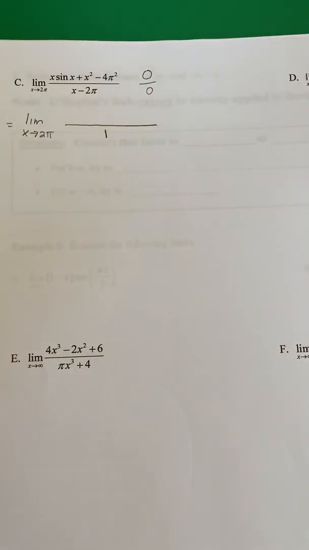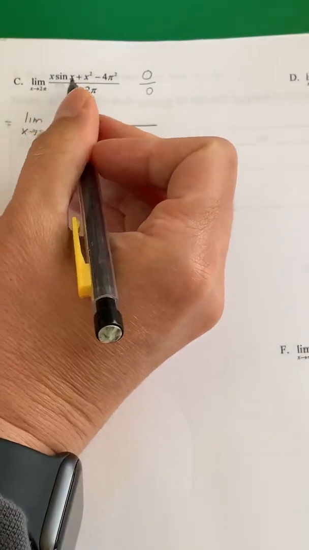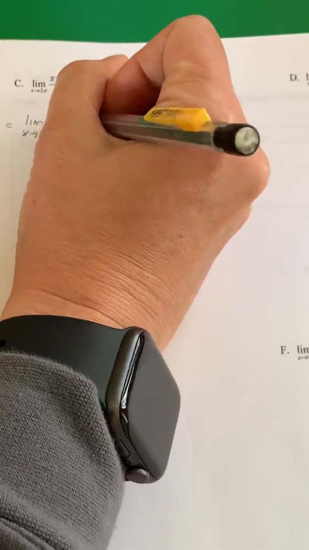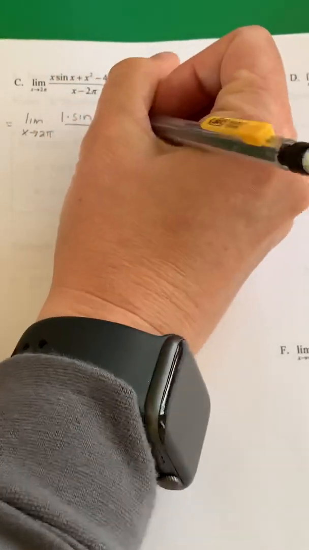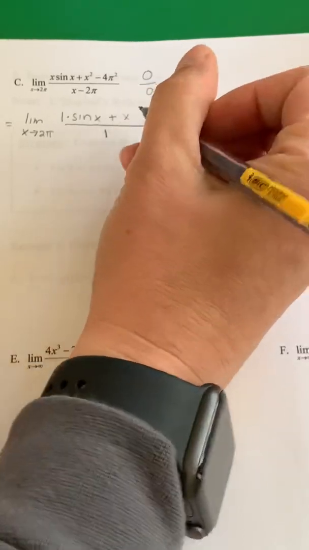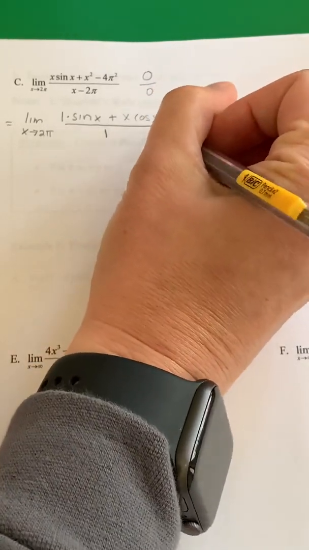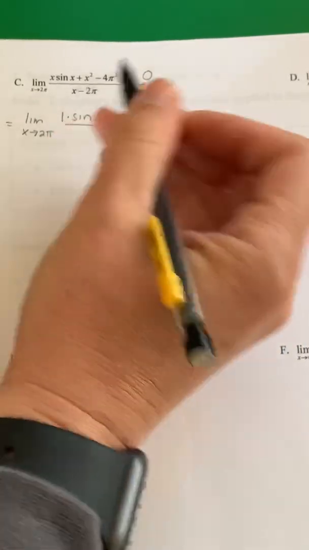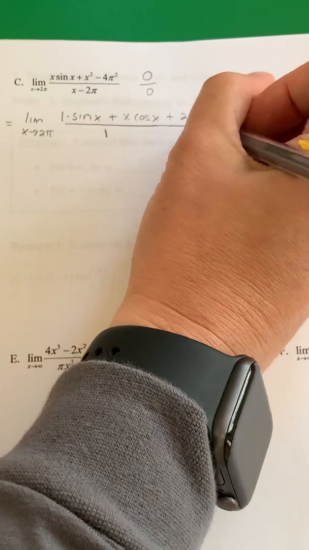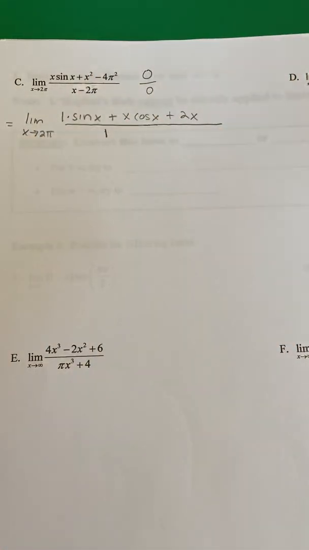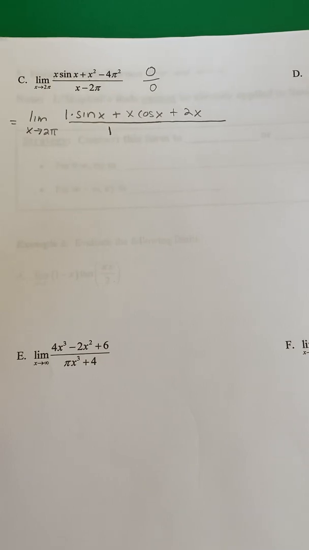And then if I take the derivative of the top, I've got to be careful right here. I've got to do the product rule. So the derivative of x is 1. Leave sine x alone, and then I'm going to leave x alone, and the derivative of sine is cosine. Next part, take the derivative right here, we get 2x, and then this is a constant, so its derivative is 0.